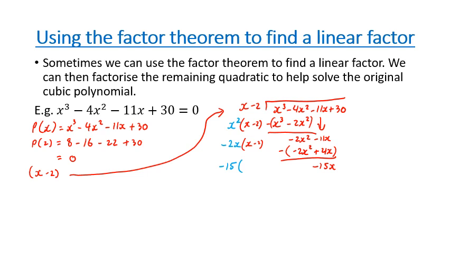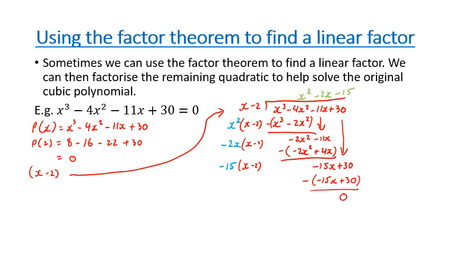If I multiply this by negative 15, and I bring this 30 down, that allows me to therefore end up with a remainder of 0. So I can see that my remaining quadratic is going to be x squared take 2x take 15.